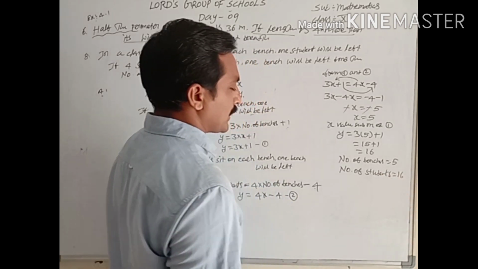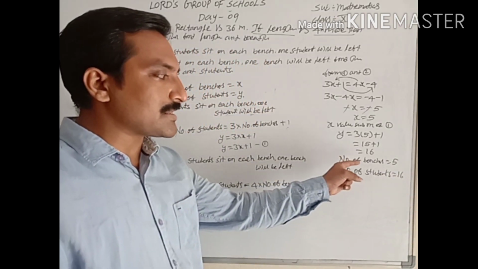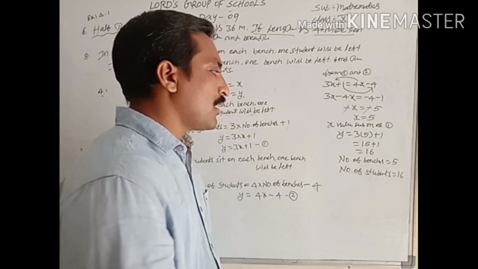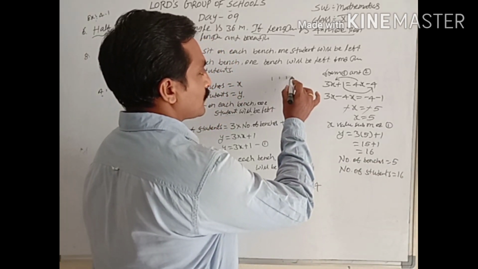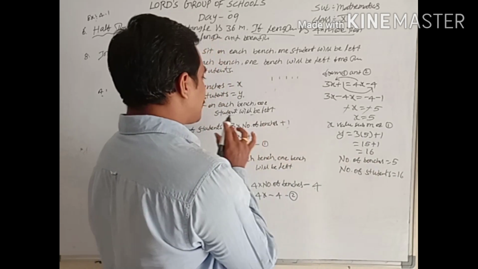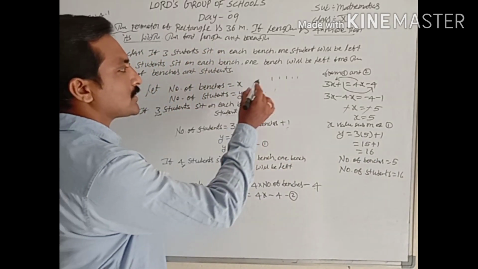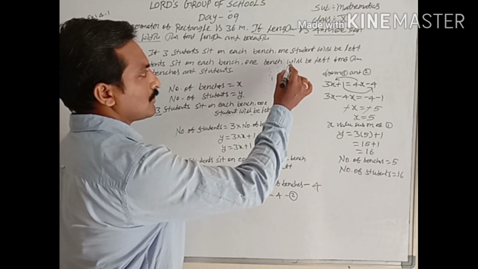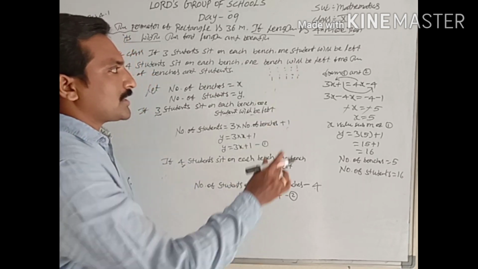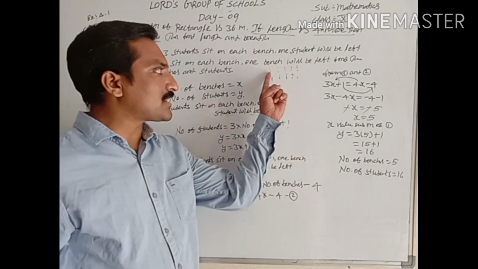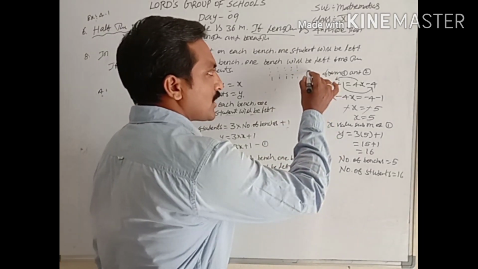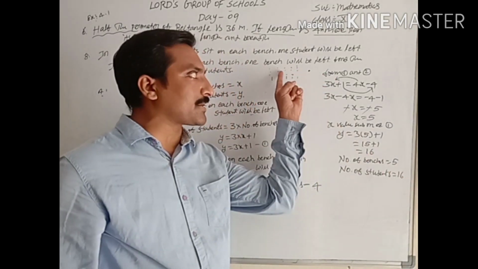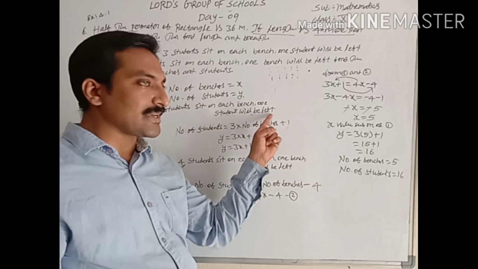16. See one thing, you have to check whether the result you get is correct or not. 5 benches are there. On each bench, according to the first condition, 3 students are sitting. Total 5 threes are 15 members. That time one student will be left. Out of 16, 15 completed. One student is left, which is what is said here.